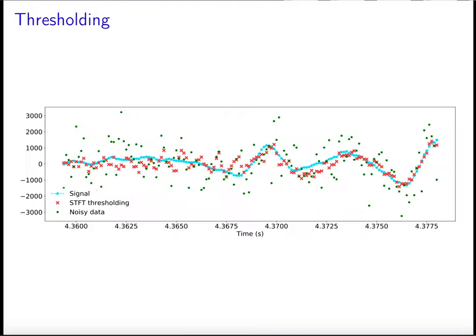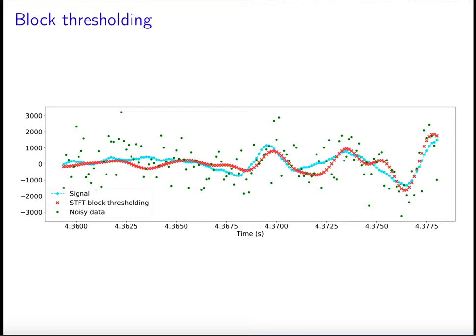So let me play this for you. Well, actually, maybe I'll show you first how it looks. Remember that these crosses are the denoised signal by thresholding, which you have to compare with the noisy signal, and also the clean signal, which is in blue. When we denoise using block thresholding, the denoised signal looks much, much more similar to the real one. And in fact, let me remind you what the noisy signal sounds like.